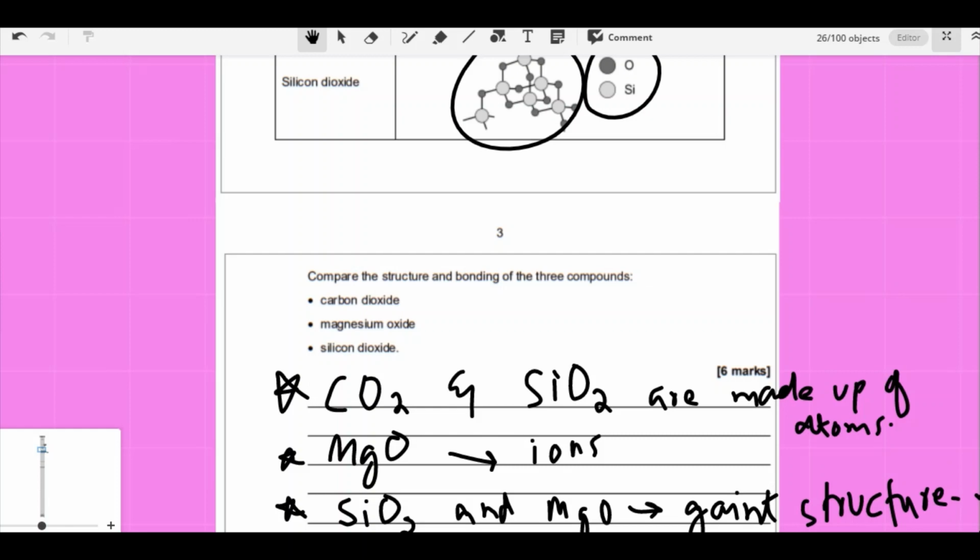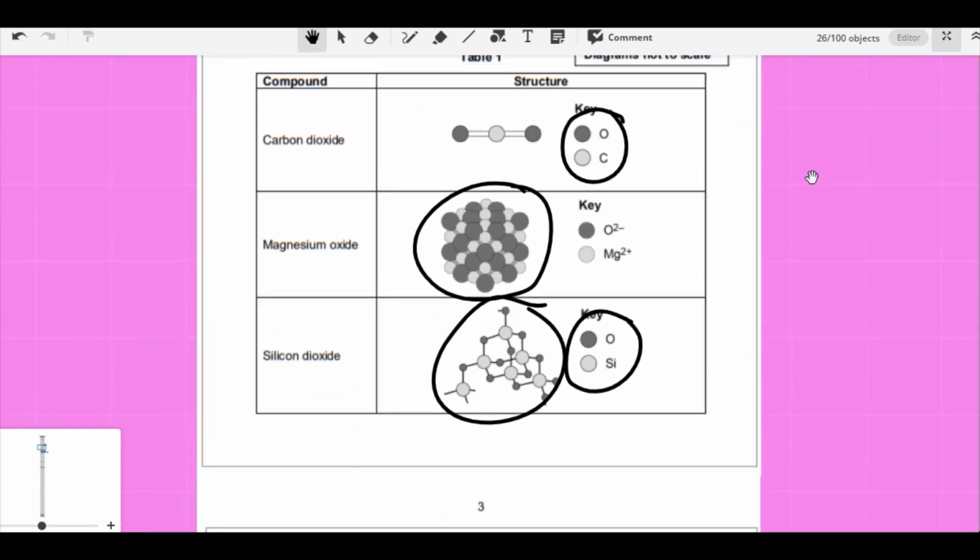Okay, now the next one. You can see that magnesium oxide is formed by the transfer of electrons from magnesium, and the acceptance of electrons by the oxygen atom, while in silicon dioxide and carbon dioxide there will be mutual sharing of electrons. Alright, so now here you can write one more: bonds in silicon dioxide are single bonds.